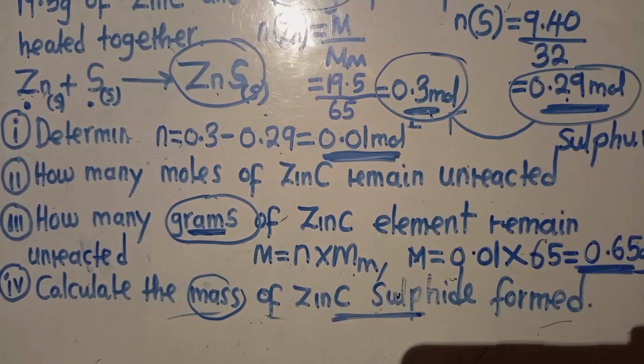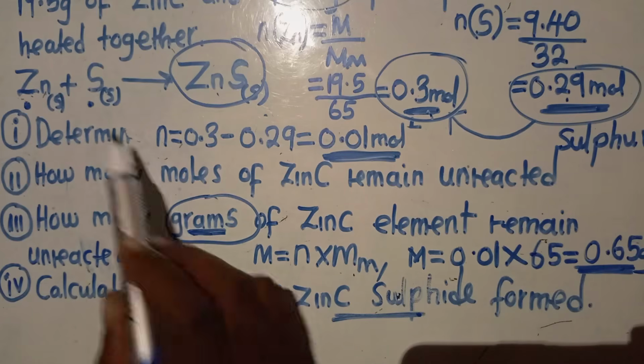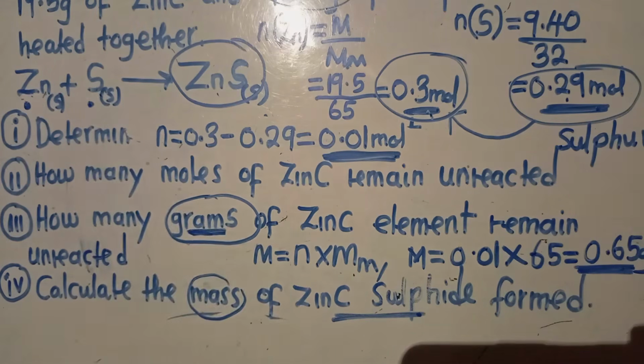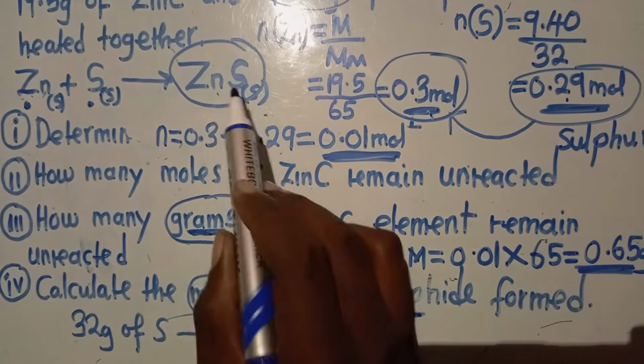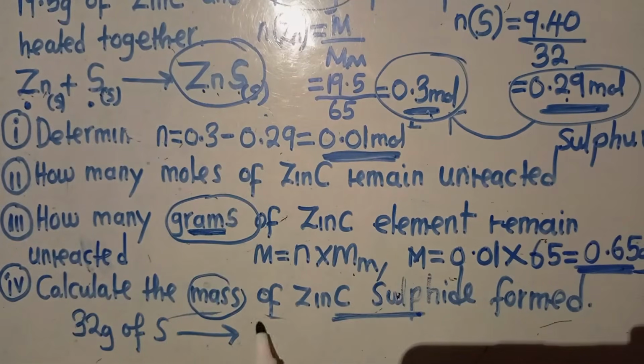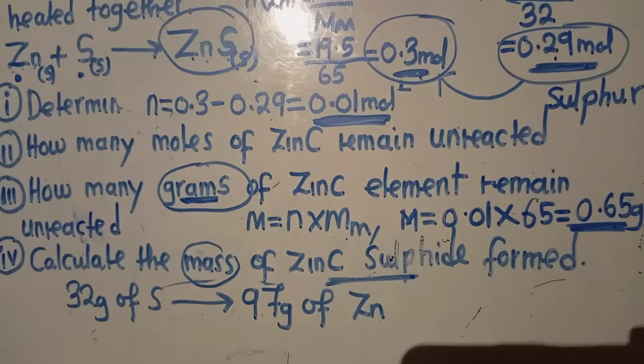So what you are supposed to do here, we are going to use sulfur. Why are we using sulfur? Because that is now the limiting reagent. We are going to use the limiting reagent because this is the one that had to finish first before the end of the reaction. So what is the mass for sulfur? You say it is 32. So I say 32 grams of sulfur is equivalent to the molar mass of zinc sulfide. If you calculate 32 plus 65, you are going to get 97 grams of zinc sulfide. This is what you are going to do.